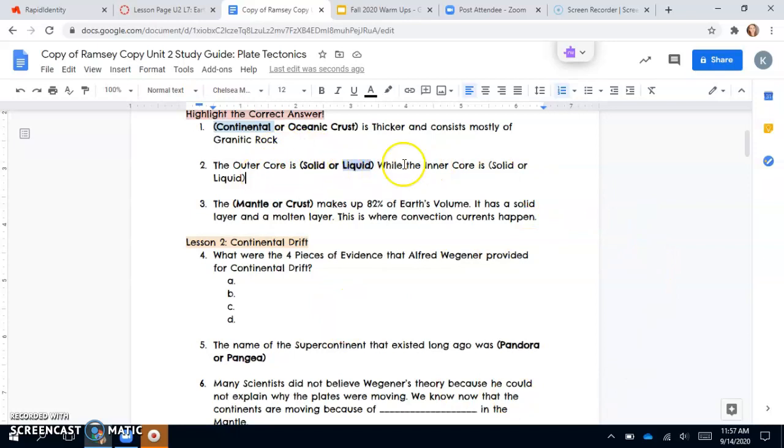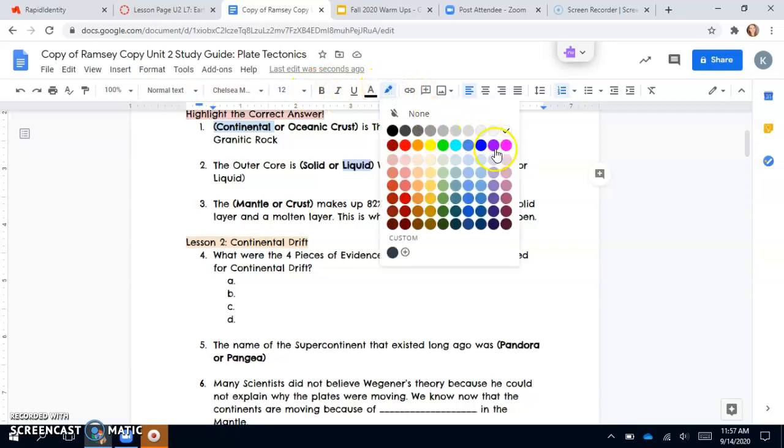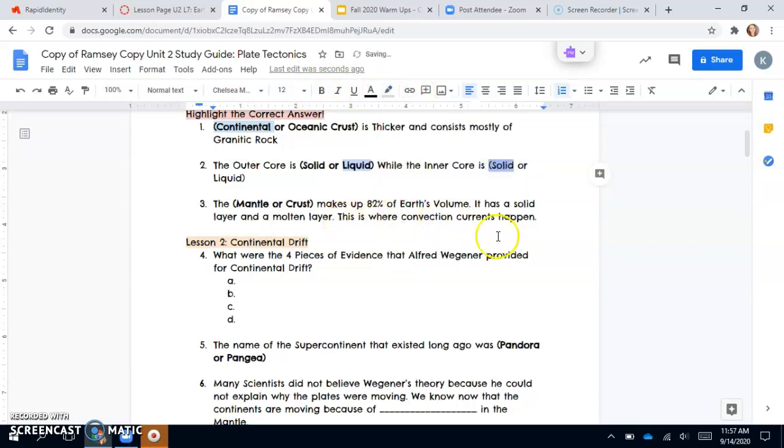So the outer core is liquid and then the inner core is solid. Remember, there's just too much pressure on our inner core for it not to be solid. So the outer core is liquid and the inner core is solid.